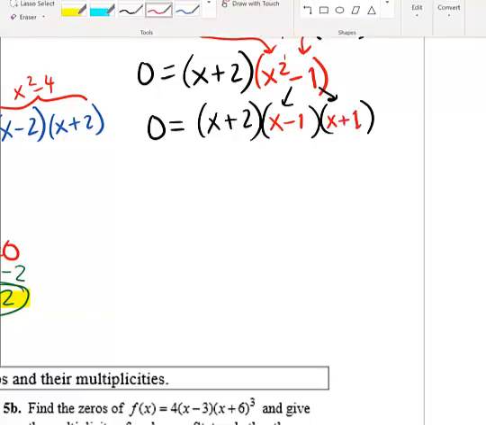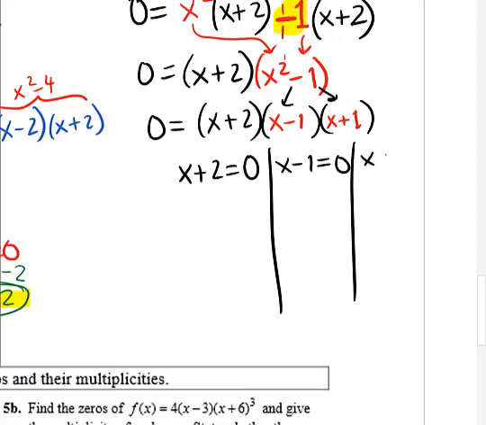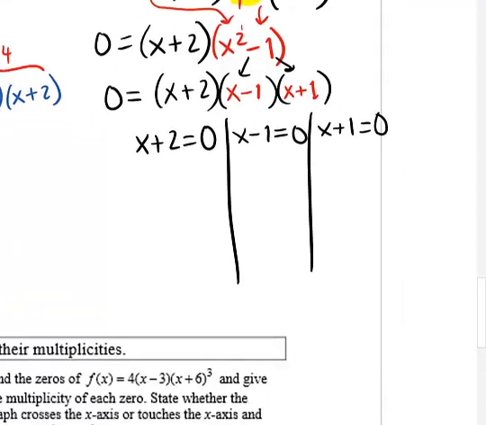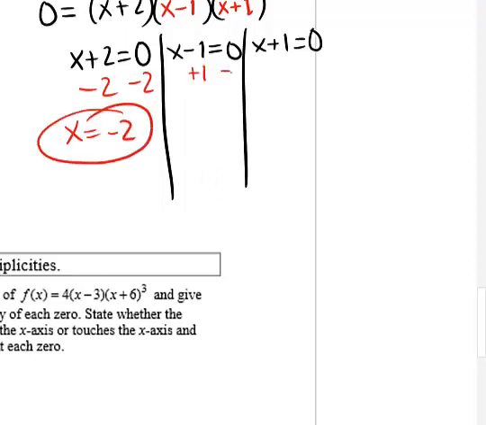And now we're going to use the zero product property. I'm going to take each of those factors, x plus 2, set him equal to 0, x minus 1, set him equal to 0, and x plus 1, he gets equal to 0 too. And we'll solve all those guys, and those will be our x-intercepts. We'll go -2 here. That gives me -2 as one x-intercept. The next one I'll add 1. So I get +1 as my next x-intercept. And then I subtract 1.